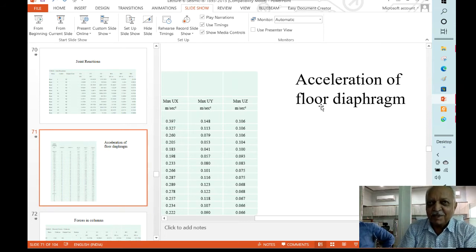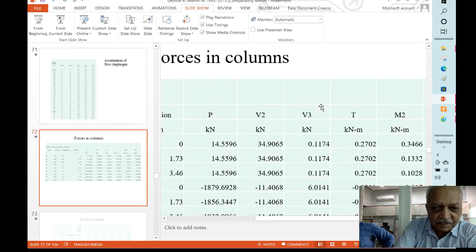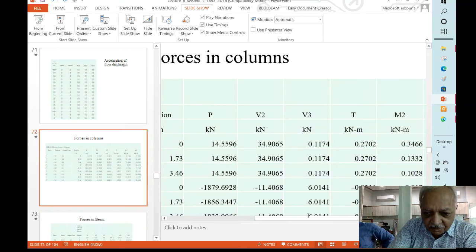Or if a brake is applied, suddenly there is a large deceleration, and then you fall down or something happens. So that is the large acceleration or deceleration, that is very uncomfortable. So the value of acceleration is limited to that extent. Then we consider the forces in columns.